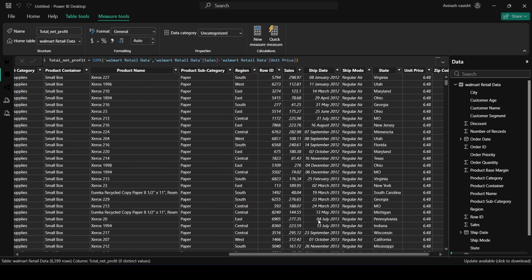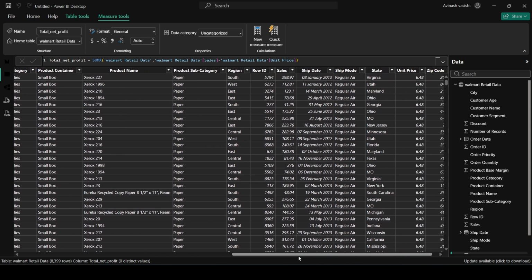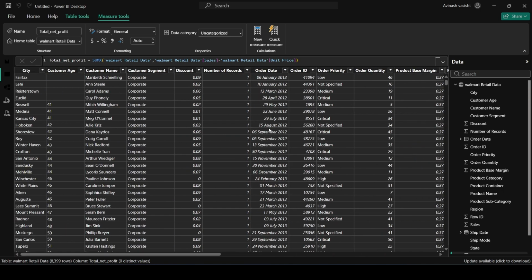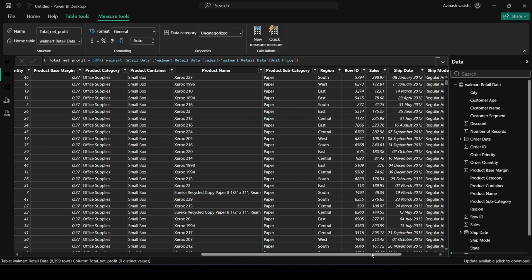Apart from this, there is also another function, AVERAGEX. The AVERAGEX function also goes row by row and gives us the average. In the same table, we want to find the average sales value, and the two columns we need are the order quantity column and the unit price column, which is here.